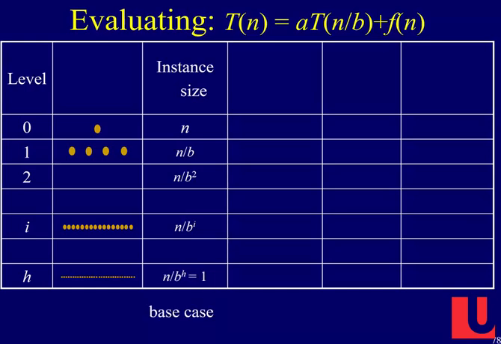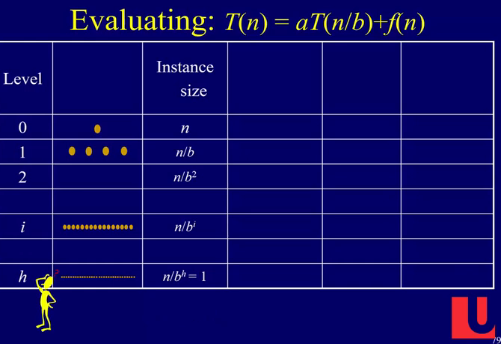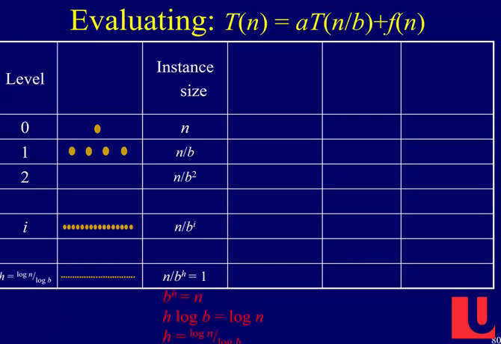And we say we've got to calculate what h is going to be. So here, we're solving for this. You bring the b to the h over. You take the log of both sides, which brings the h down. And then you divide by log b. And what do you get? You get that the height is log n over log b.